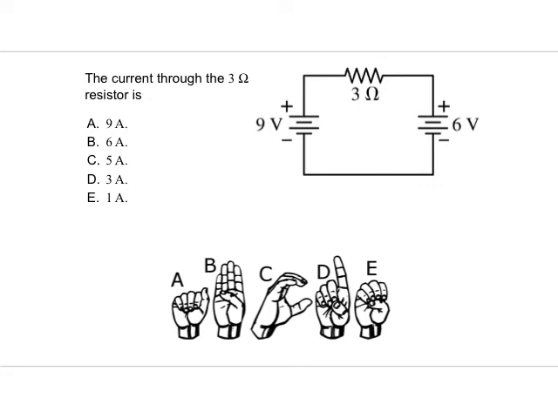Now, here's a circuits question. What is the current through the 3 ohm resistor? We've got different options. Remember what you know about circuits. Give an answer to that question. I'll be back.